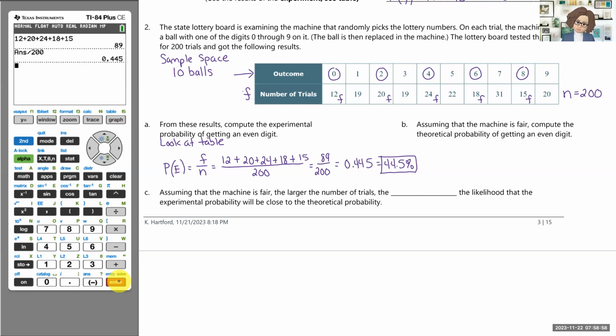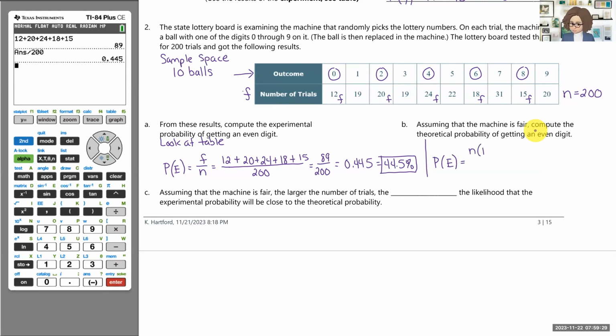All right, so they're testing the machine, and they'd like to ultimately decide if the machine is fair. So it picks these digits with these balls with an equally likely chance of each. So that's where we're headed. We want to see if the machine is fair. So let's see in theory, what is the probability of getting an even digit? So based on the experiment, we know what happened. But now let's find out in theory, what is the probability of getting an even digit?